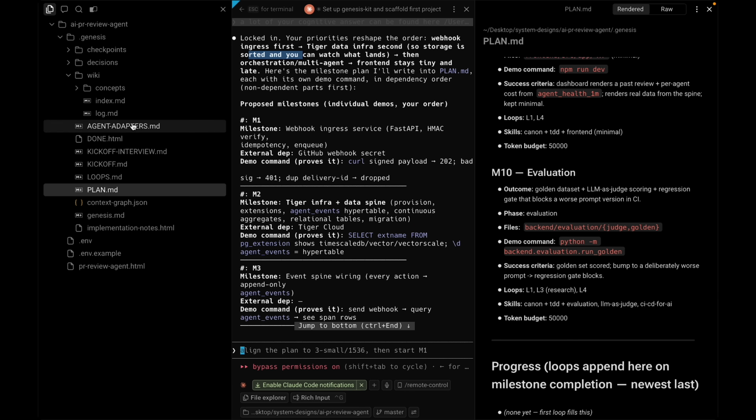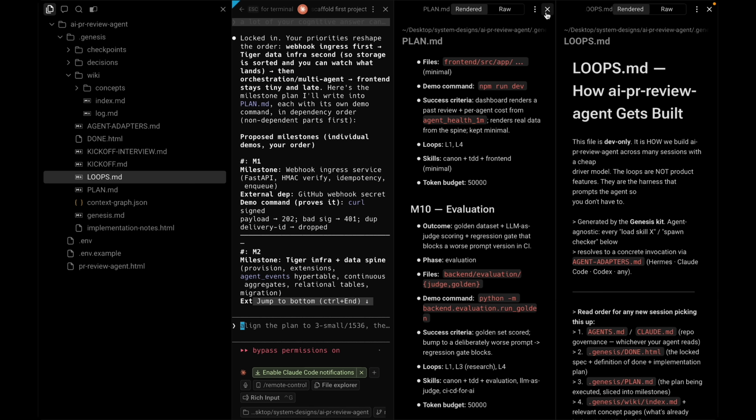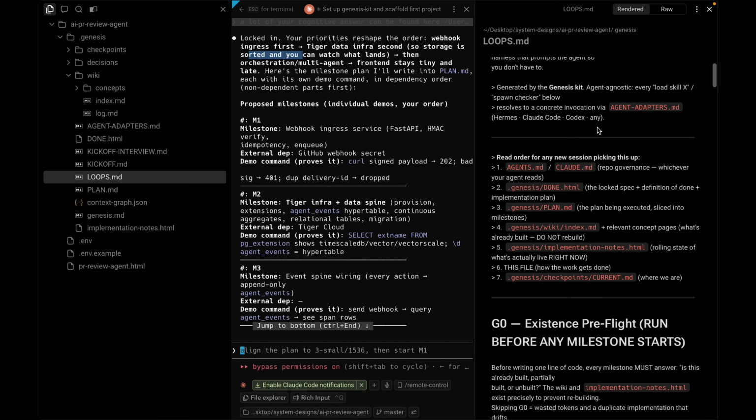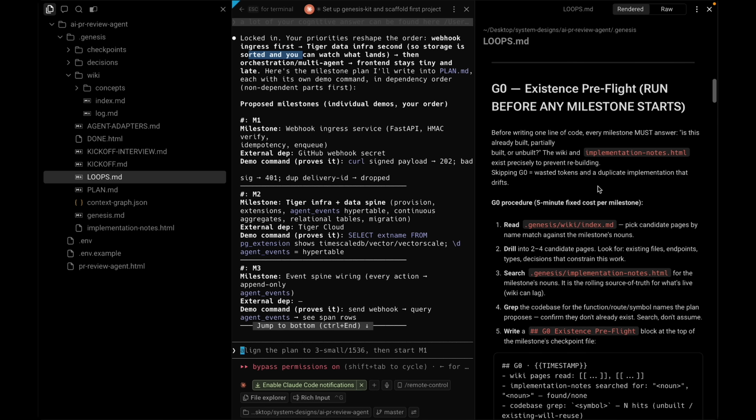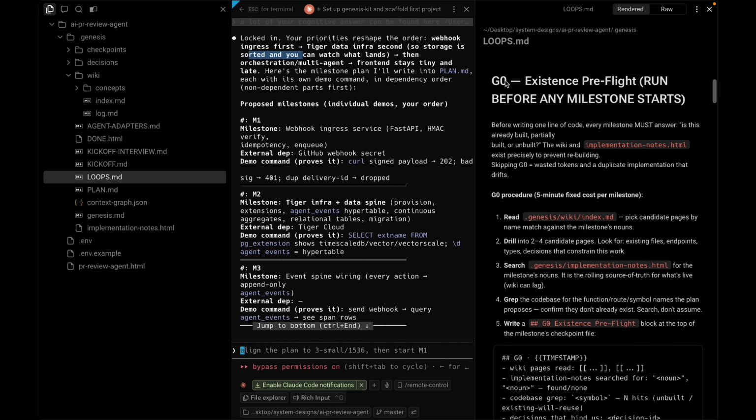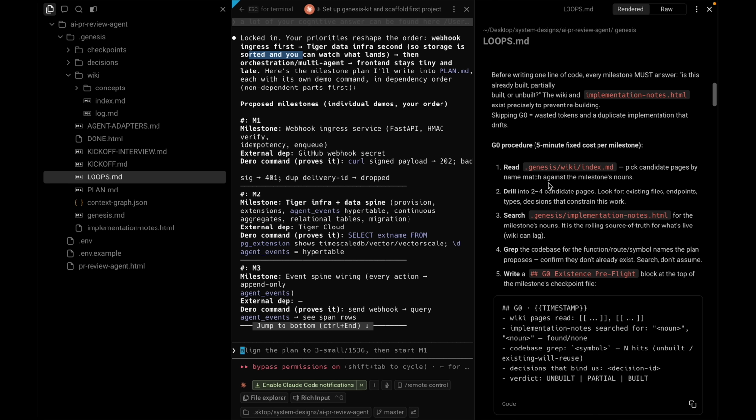Now, if you go ahead and look at loops.md, loops.md is an instruction for how the AI PR review agent eventually gets built. Before anything exists, it runs G0. It looks at that G0 procedure, which means did it pick the candidate pages by name against the milestone noun? Basically, whatever we are developing, we want to know what we are developing because we don't have the context yet. So it picks the candidate pages by name against the milestone noun so that it can know what it is trying to do.